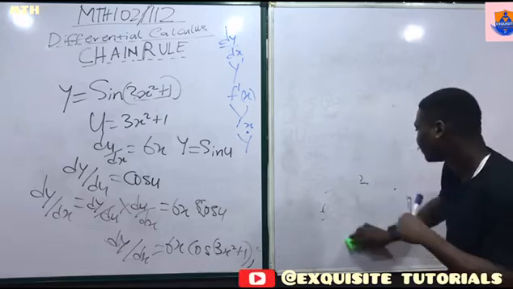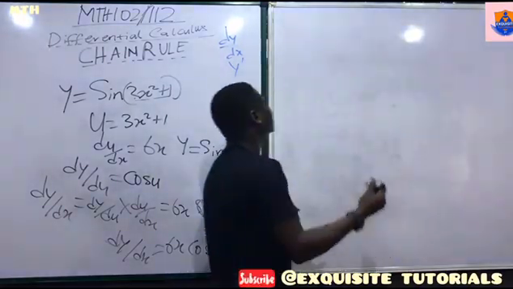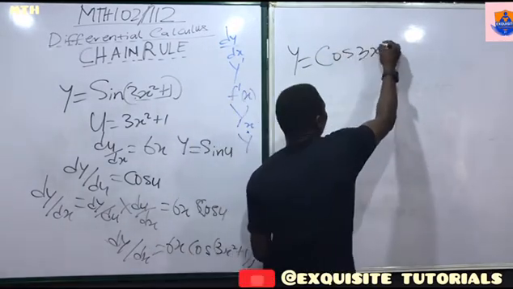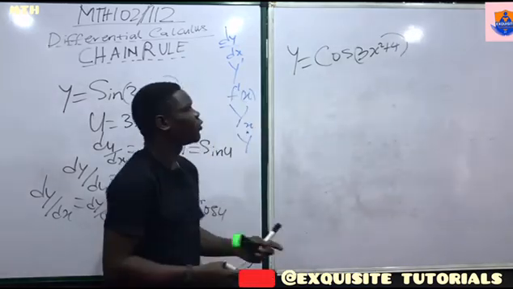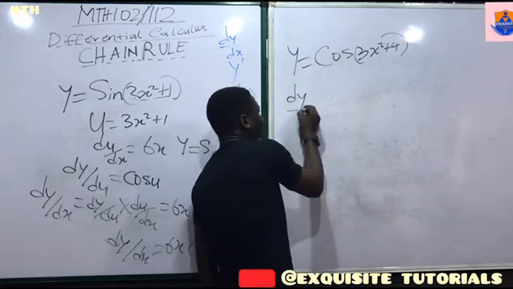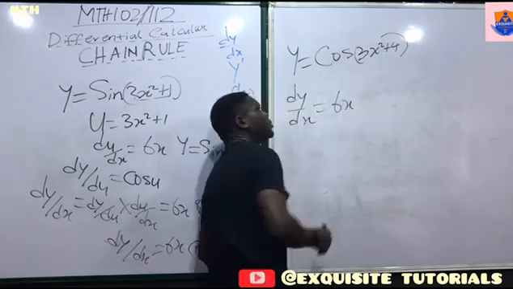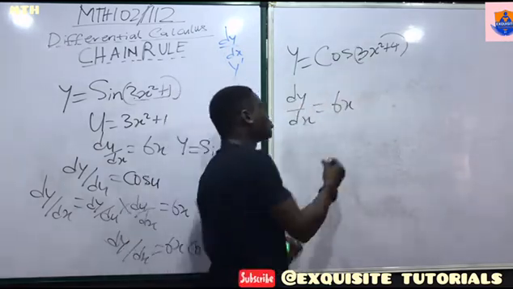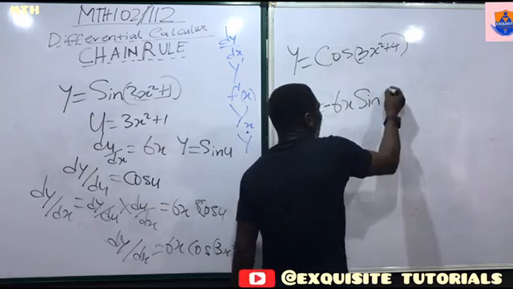Let's say you have y equals cos of 3x squared plus 4. Remember the shortcut, first of all, differentiate what is inside for your dy over dx. If you differentiate what is inside, you are going to have 6x. Then remember, once you differentiate cos, you have minus sine. So let me put the minus sign. Whatever is inside here, you repeat it.